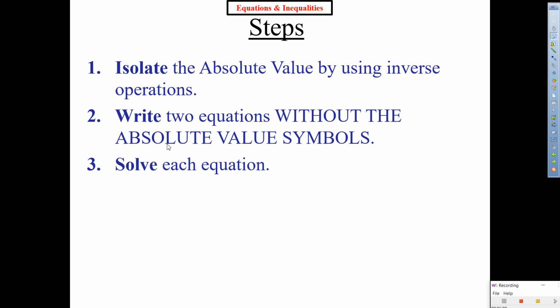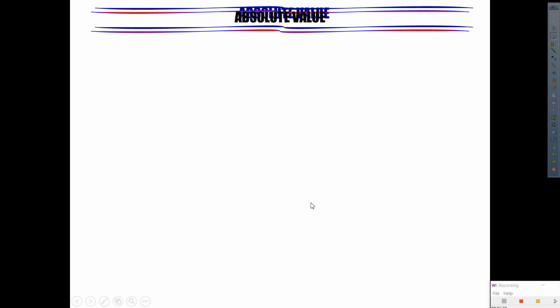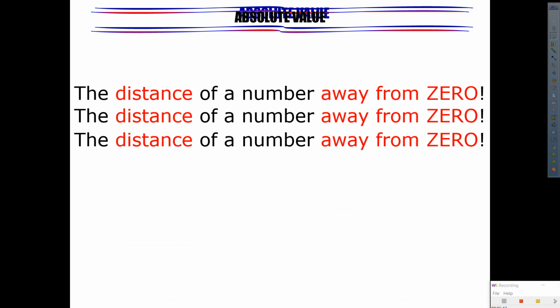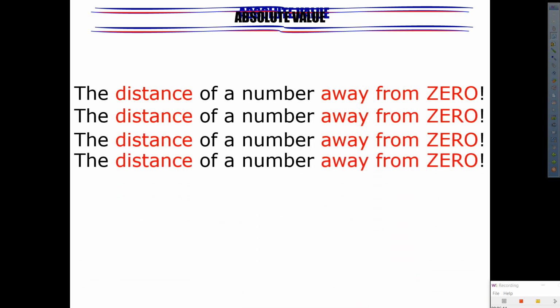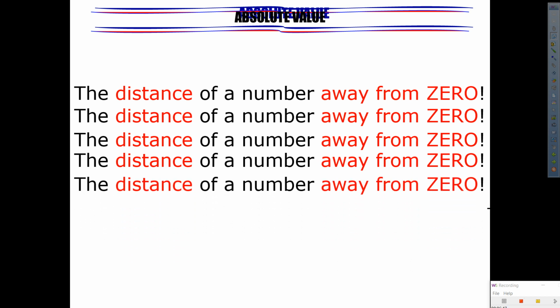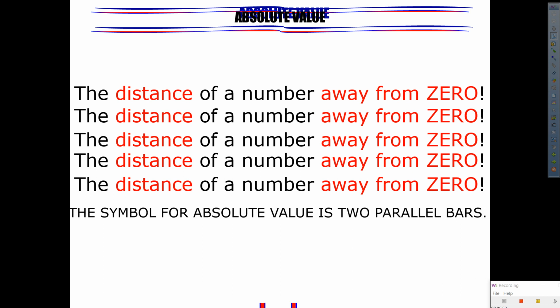Absolute values. Look up. Absolute value. What is it? The distance of a number away from 0.